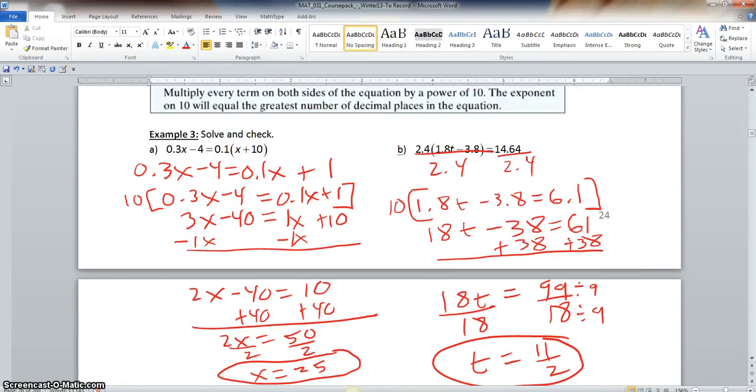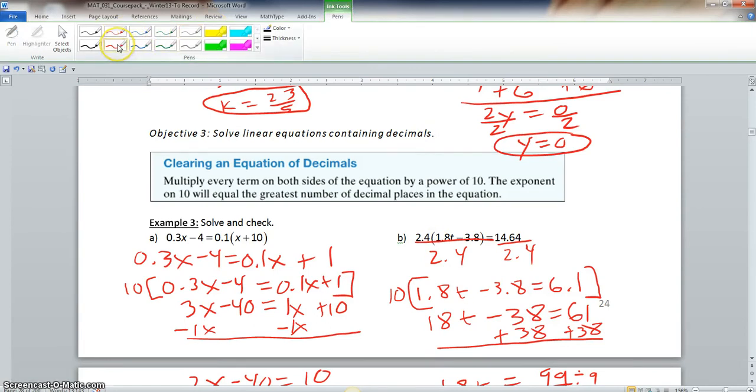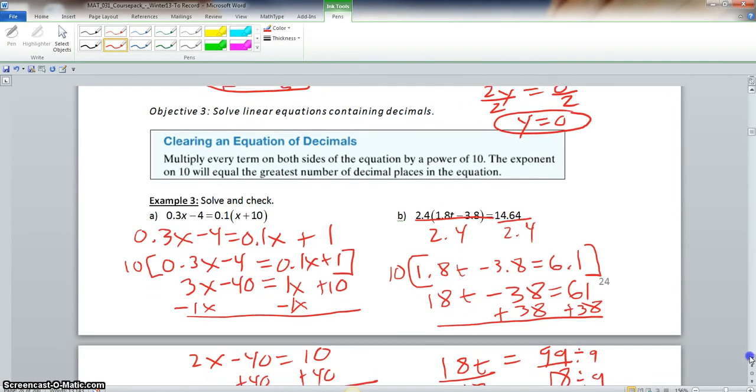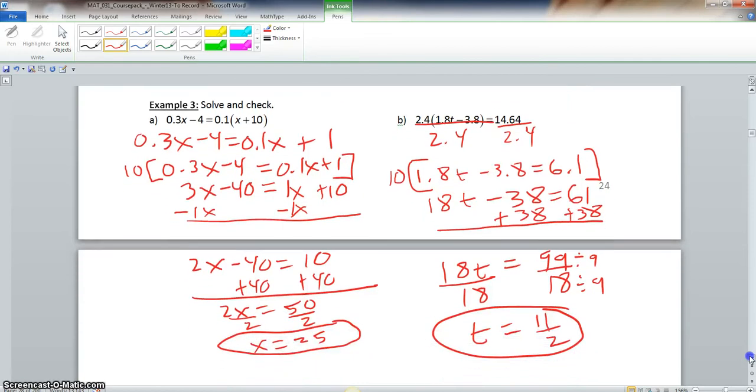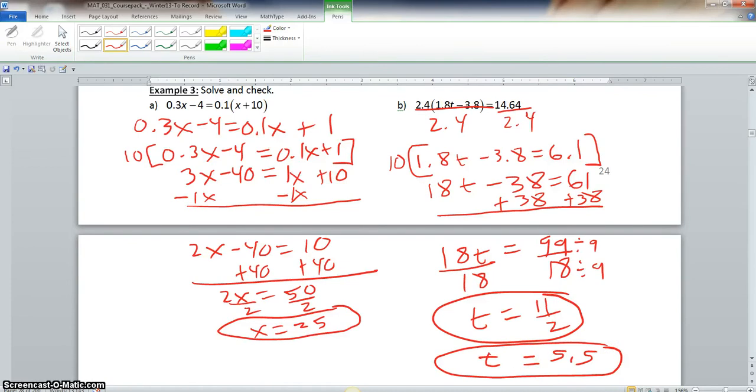Okay, class, this is section 2.3, which I had to make a couple corrections. If you look here on objective 3 where we had solve linear equations containing decimals, I'm looking at problem B here. Now, what ended up happening, the problem was done correctly, but as far as the final answer, because we started off with decimals, our final answer actually should end up being a decimal. So instead of being 11 over 2, the final answer should be 5.5. So please make that correction in your course pack.